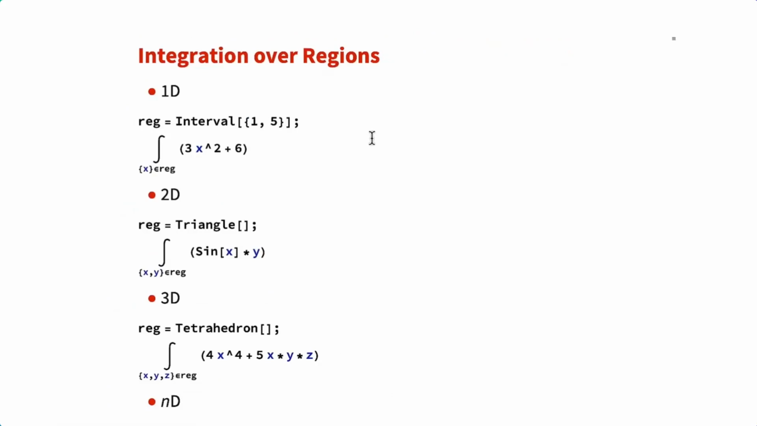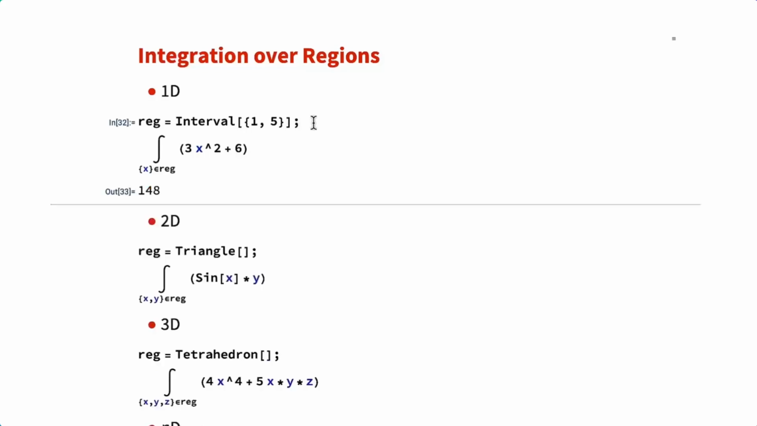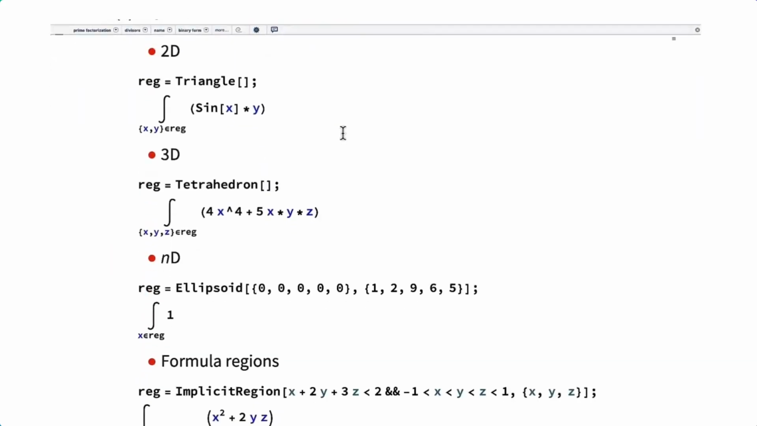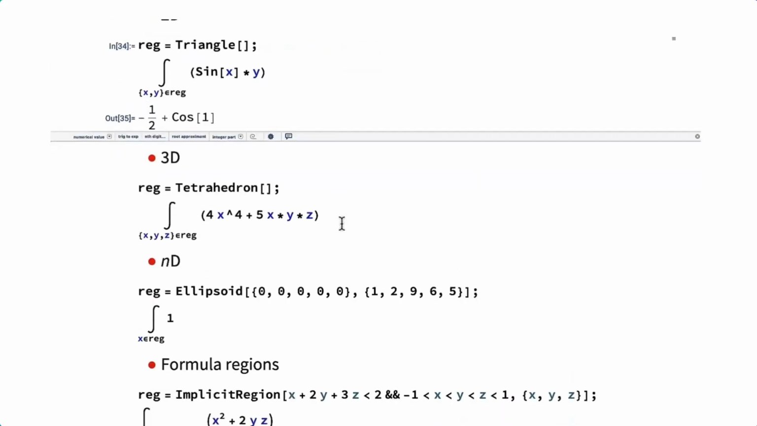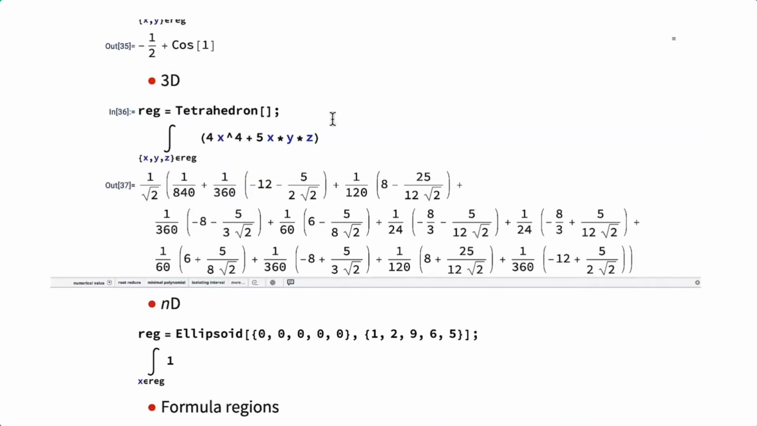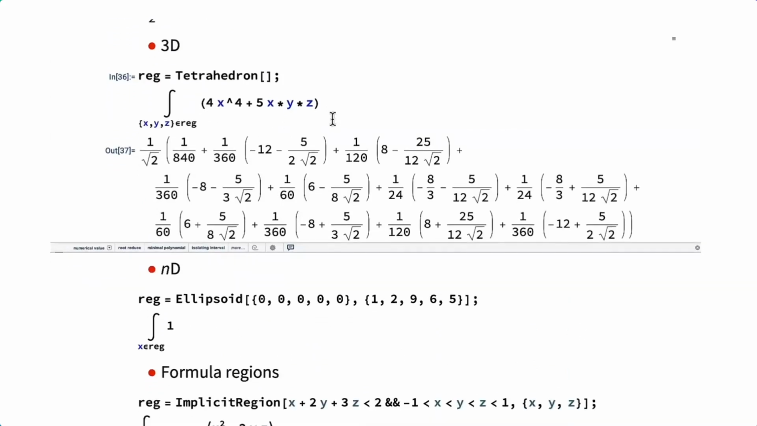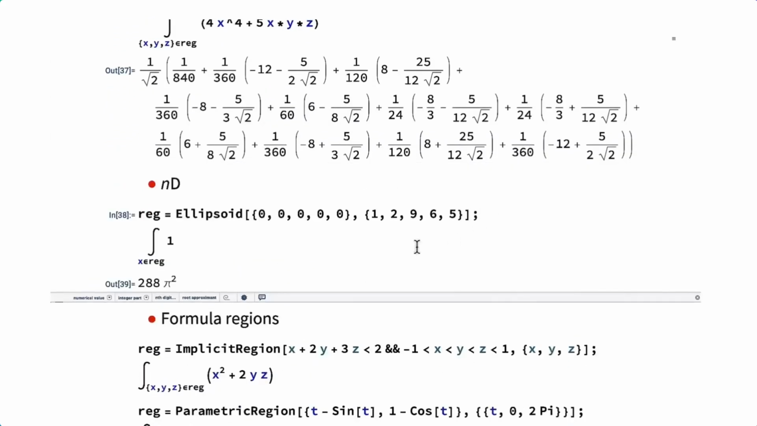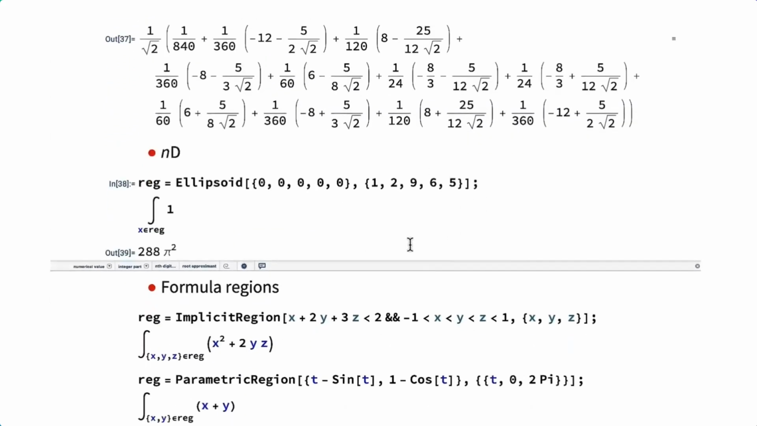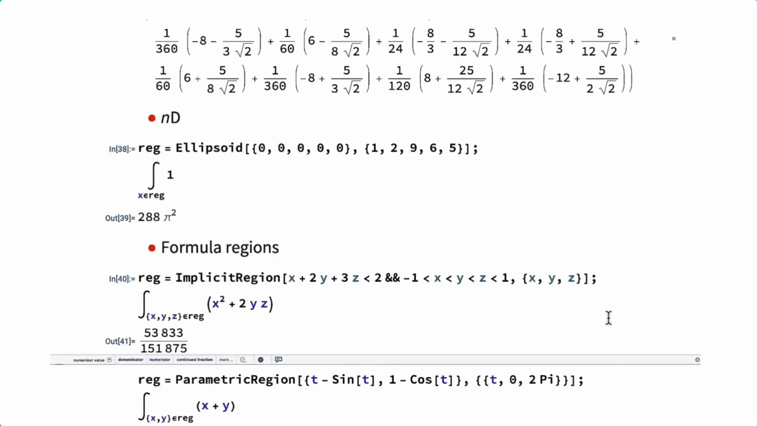Wolfram language supports integration over standard geometry regions. For example, we can integrate over a one-dimensional region, in this case an interval, over a two-dimensional region, a triangle, over a three-dimensional region, a tetrahedron, for example, over an n-dimensional region, in this case a five-dimensional ellipsoid. Integrate also supports integration over formula regions like implicit and parametric regions.